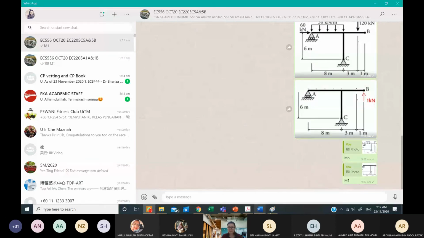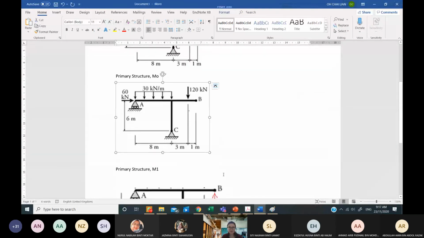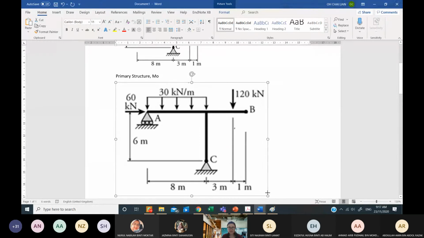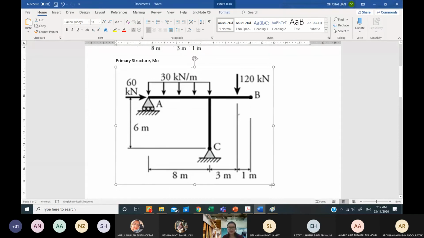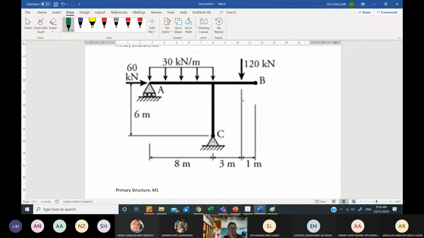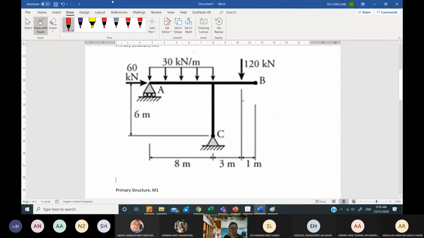Now let us start analyzing both of these systems. Because we have very short time, now you need to determine the support reaction. We're going to do it together, and if you can help me as well. I'm going to draw it using red.